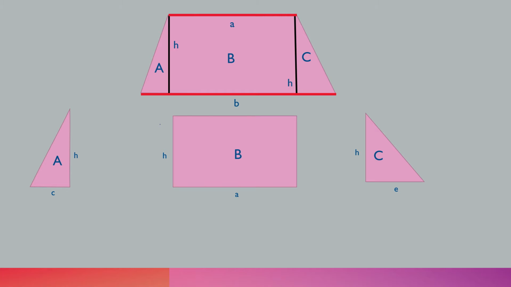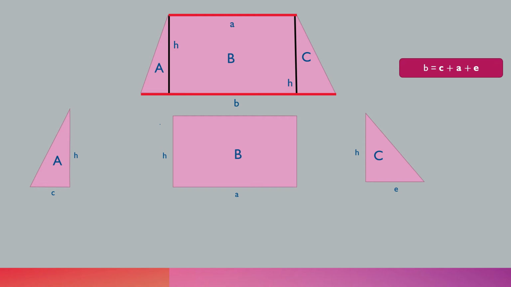Now you can see in the second step, I have separated these three figures. So triangle A has base C and height H, rectangle B has height H and base A, and triangle C has height H and base E. It means that the measurement of the lower base of the trapezoid, that is B, is equal to C plus A plus E. It means that when I add the bases of these three figures, which I have formed by cutting this trapezoid, I'll get the measurement B. We'll use this in the next steps.